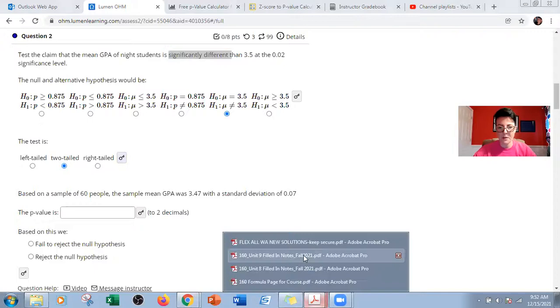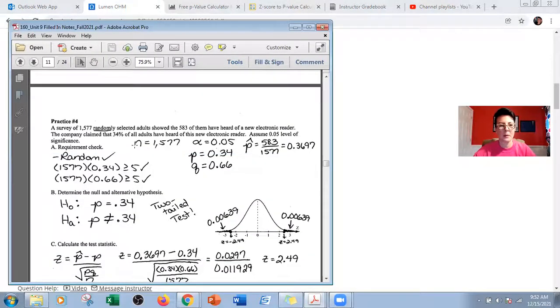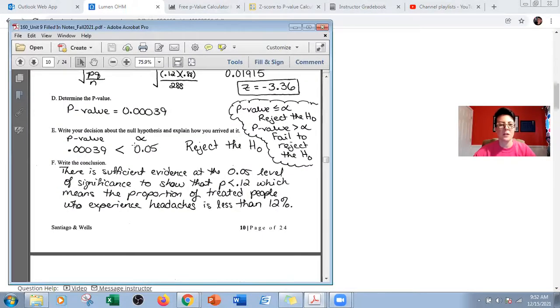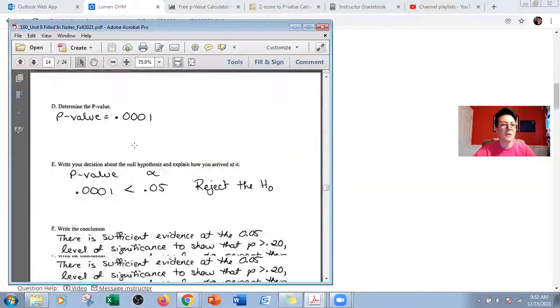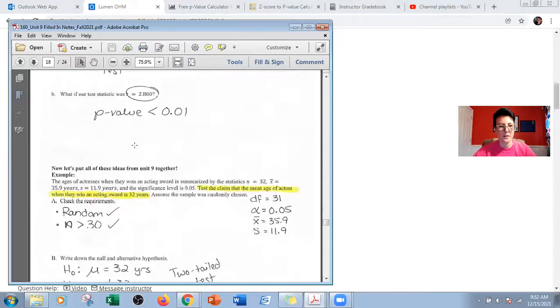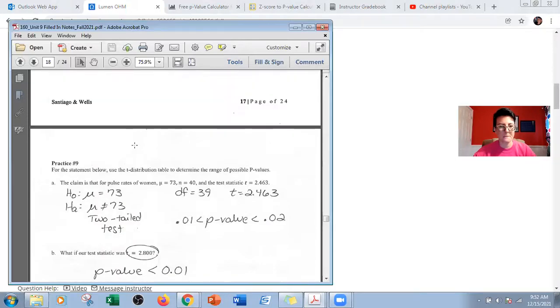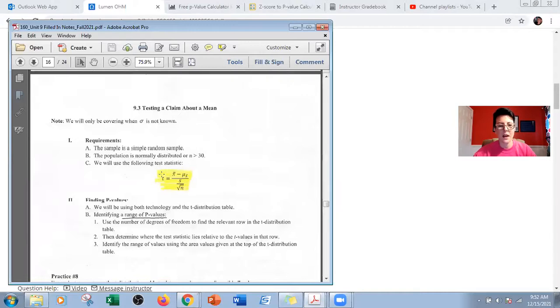As a recap, if we go to our Unit 9 notes, we're looking at the population proportion estimate. We want the population mean. So let's scroll to that section of our notes. Here we go. We will only be covering when our population standard deviation is not known. So we're going to use the following test statistic.